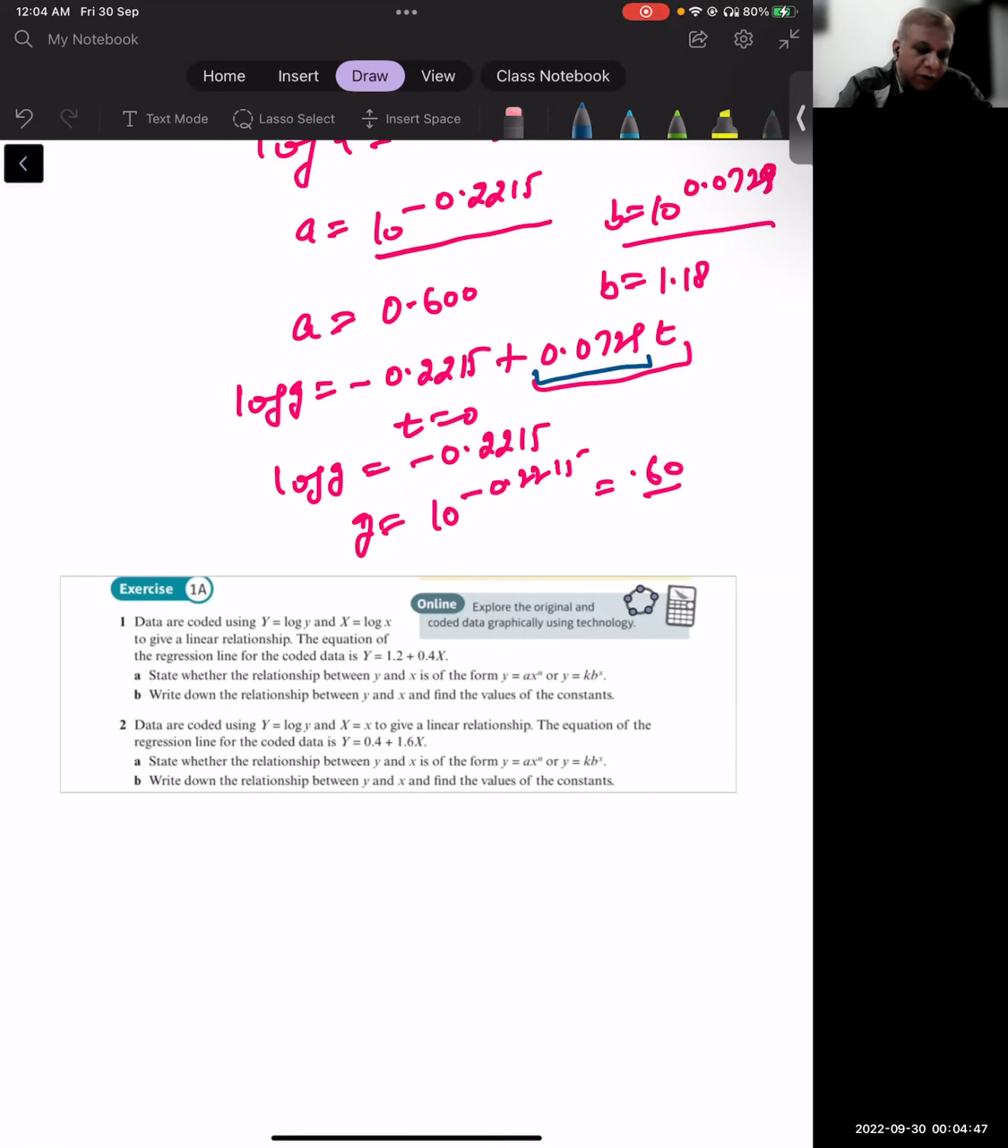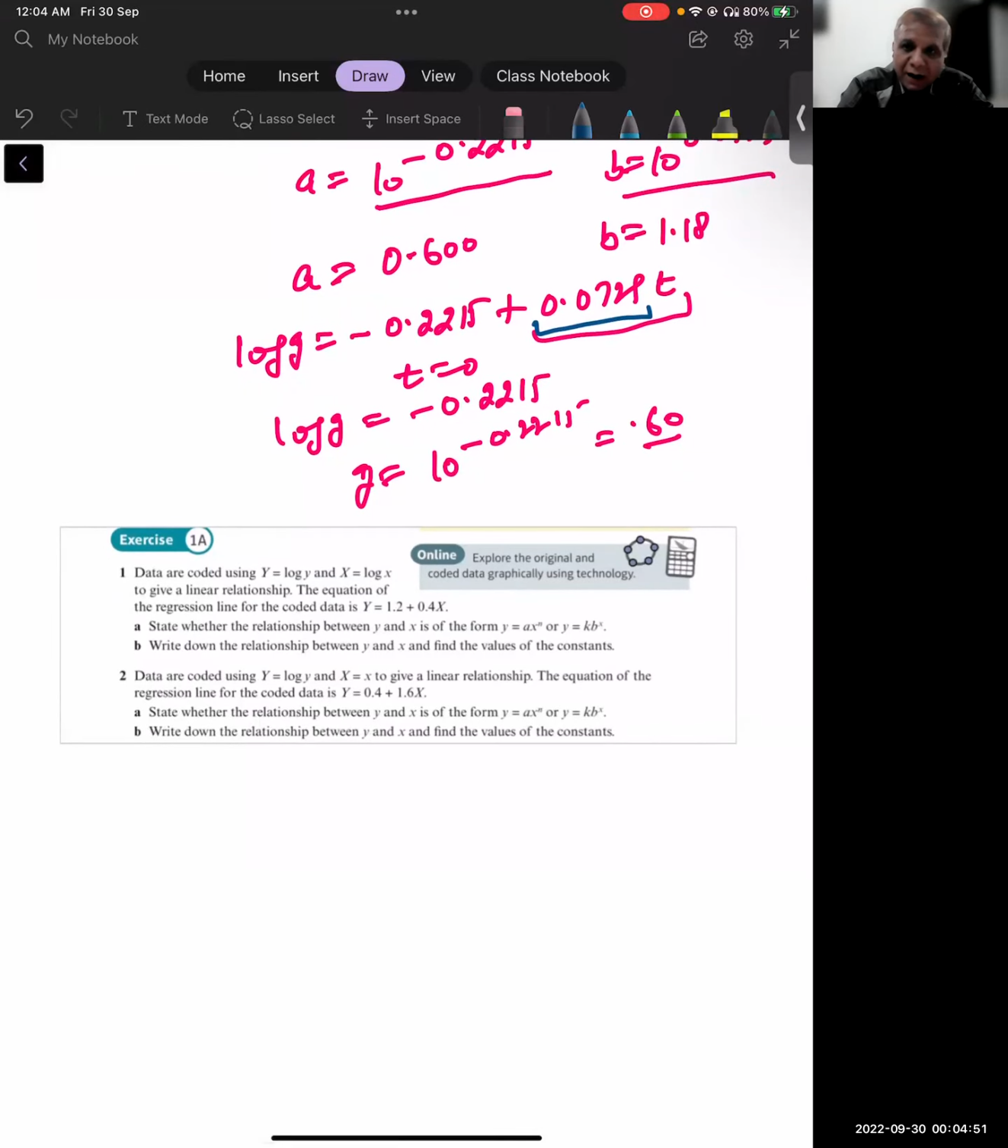The data are coded Y equal to log y, that means capital Y is equal to log y, and capital X is equal to log x, right? Given a linear relationship, the line is in a linear relationship. So we can say that the line is equal to a plus bx, like that form.